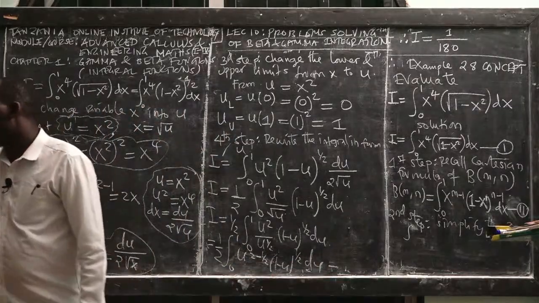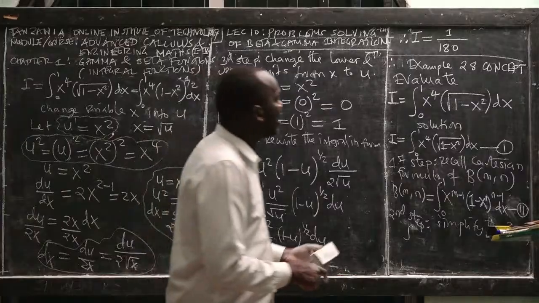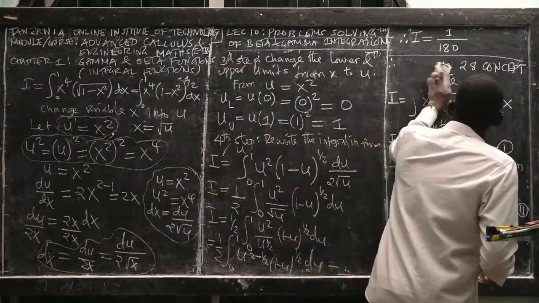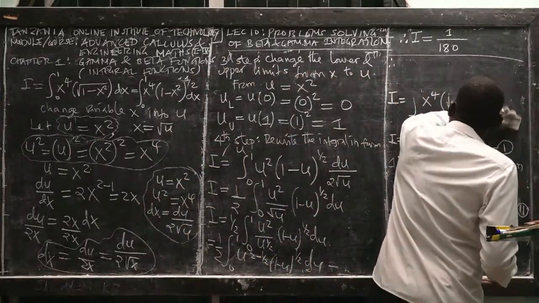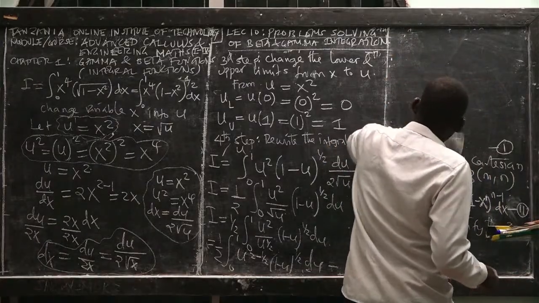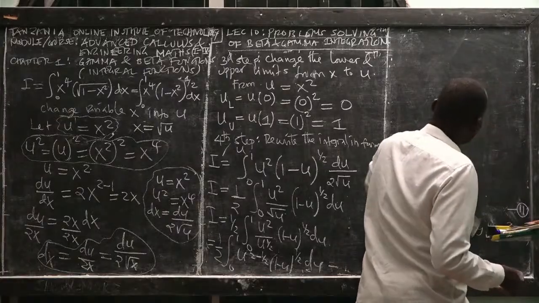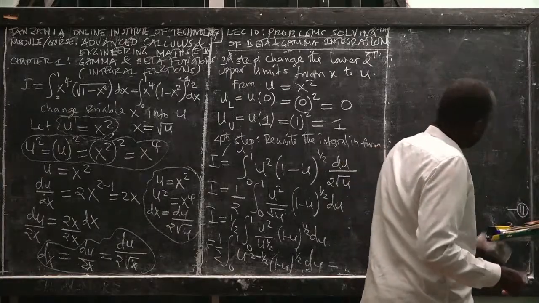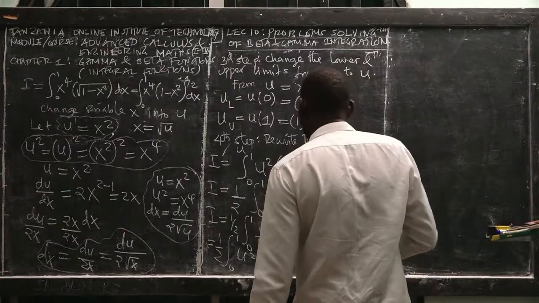So 2 minus a half, you get 1 and a half. If you're finding that I'm writing quickly, you can pause the video and write the notes.